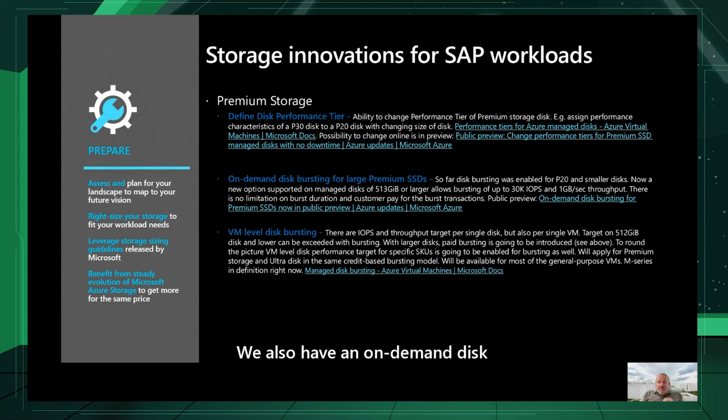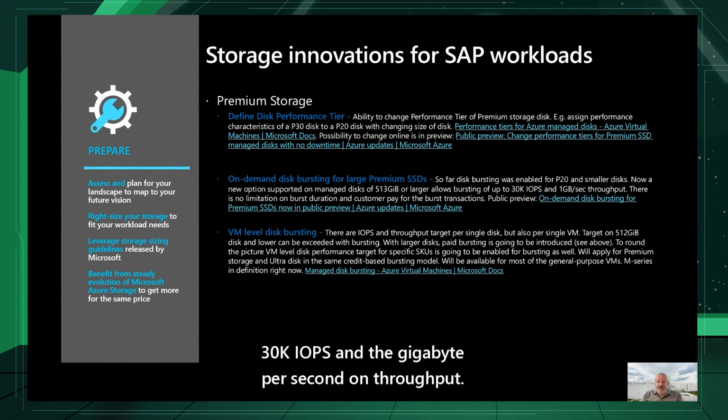We also have on-demand disk bursting in public preview for our large premium SSDs that allow you to burst a single disk up to 30K IOPS and a gigabyte a second on throughput. Or we have VM-level disk bursting that we introduced for smaller VMs that we are going to introduce for our larger HANA certified M-series VMs as well, that allow you to burst beyond the quota that we usually have for a VM for storage throughput. So bursting in all areas possible. And that, we usually see, relieves your design constraints a little bit and makes operations way easier and smoother.